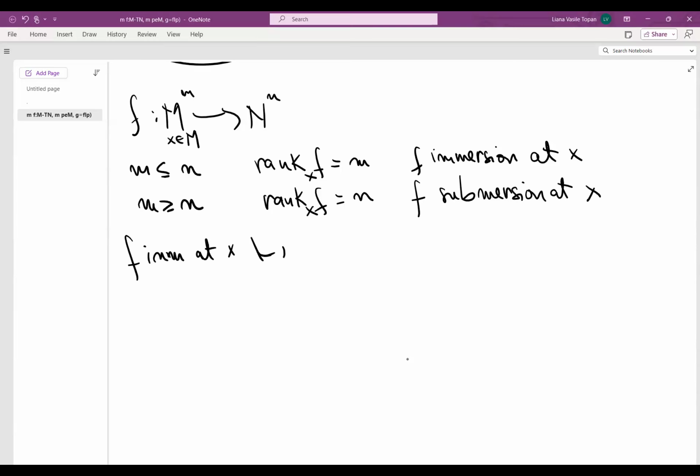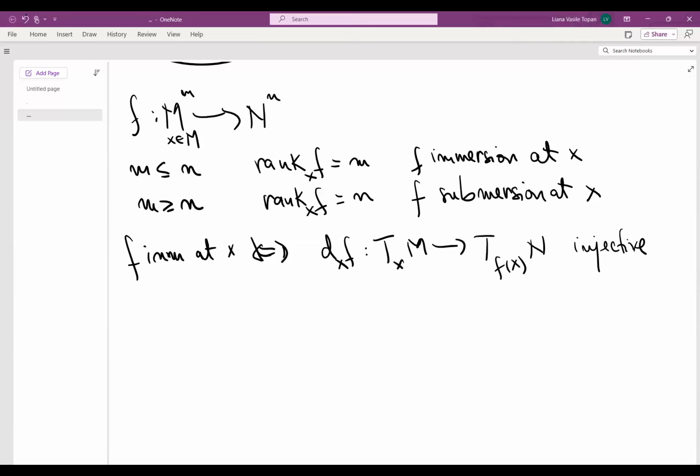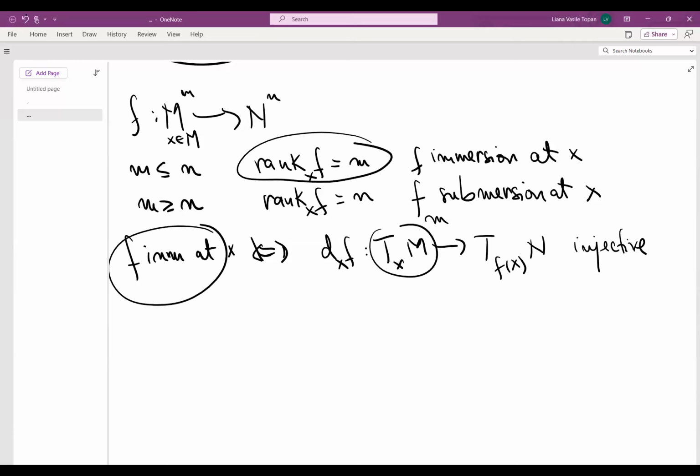Now, F is an immersion at the point x if and only if the differential of F at x, which is defined between the corresponding tangent spaces, from T_x M to T_F(x) N, is injective, one-to-one. This comes from the fact that immersion at x means that the rank of F is m. Remember that the dimension of this space is m, as the dimension of the manifold to which it's tangent, and this one is n.